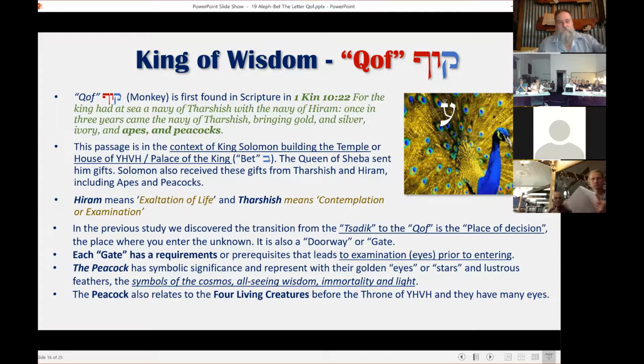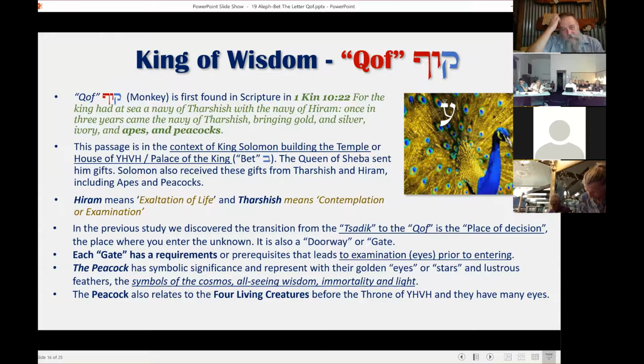Level of holiness and all the connections. And then the exaltation of life takes place in relation to these two obscure ideas, which is the ape and the peacock. Now, if you just look at a peacock, it's evident that the peacock represents eyes, or the letter Ayin. So I've got the letter Ayin there. And the feathers with all the eyes on them represent the golden eyes or the stars. And it's a symbol for the cosmos, or the all-seeing wisdom, immortality, and light. That's what the ancients depict the peacock and the symbolism of the eyes for.